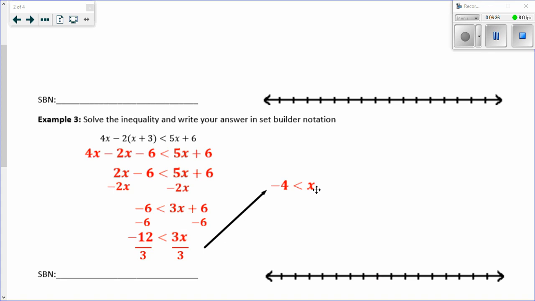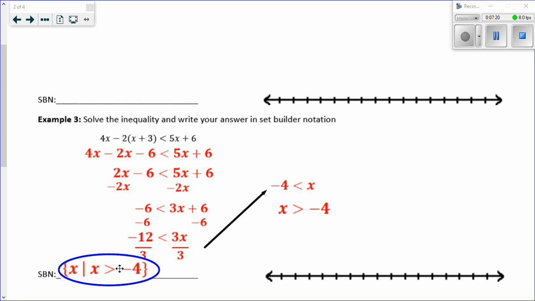Okay? However, that's not really helpful when we have to graph. It's not helpful when we have to do set builder notation. So, following the symmetric property, which says we can flip it and it means the same thing, we can write the x on the other side, but we have to make sure we flip the sign. The alligator still needs to be eating the bigger number. Okay? So I could write it as x is greater than -4. That means the exact same thing. Okay? So I'm going to use it with the x on the front for my set builder notation. So, set of x such that x is greater than -4, that is my answer.